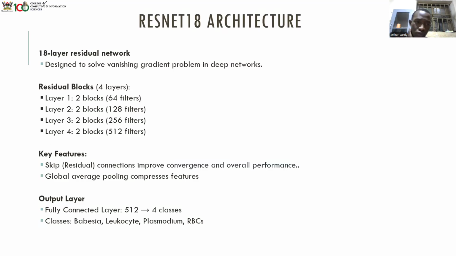ResNet is composed of two basic features. We have the residual network or the skip connections. These ones are concerned with improving the convergence and the overall performance of the model while training it. Then you have the global average pooling, and this one is basically to perform the compression of the features, for example, the edges, the colors, and the sharpness of the image.